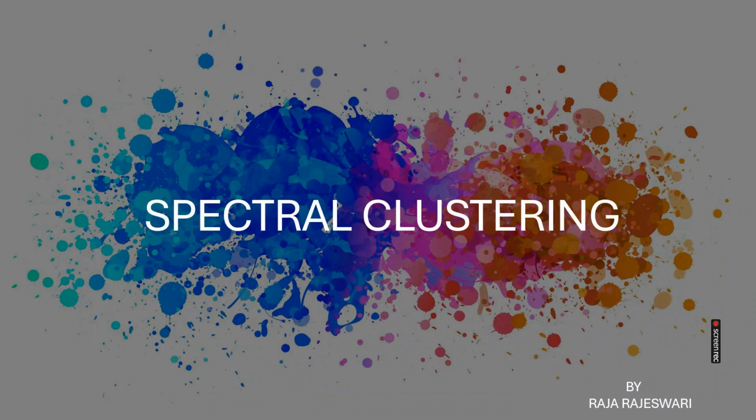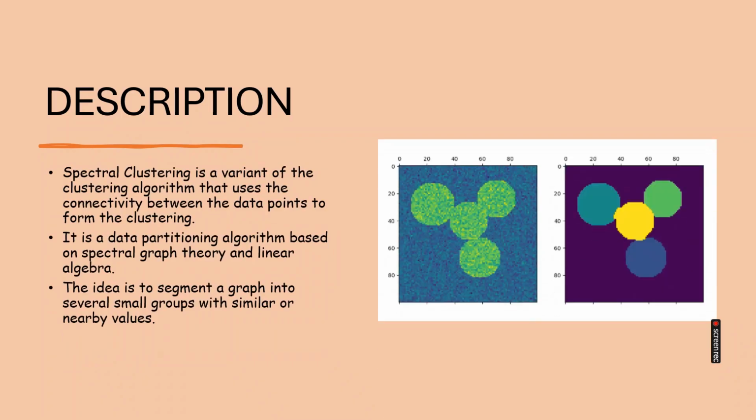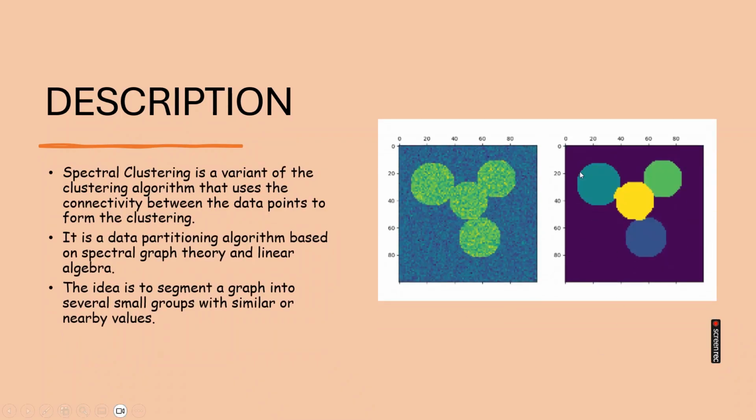Today we'll be discussing the spectral clustering algorithm, which is one type of clustering algorithm. This is a pictorial representation of the spectral clustering algorithm. It is a clustering algorithm which uses connectivity between the data points to form the clusters. For example, if we have data points A and B, and A is connected to B, then these 2 points are used for forming the clusters. It is a data partitioning algorithm.